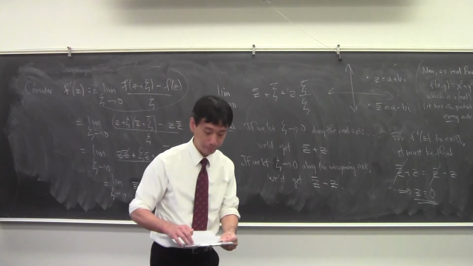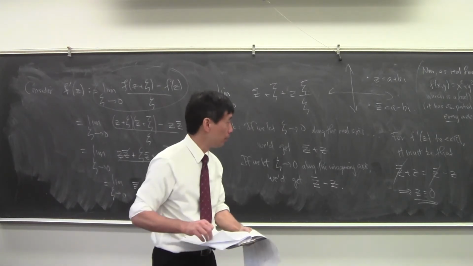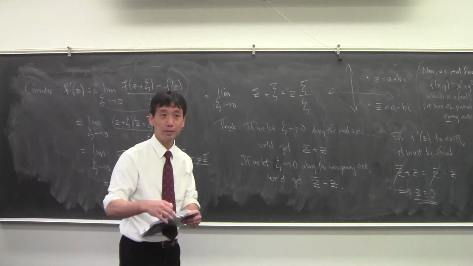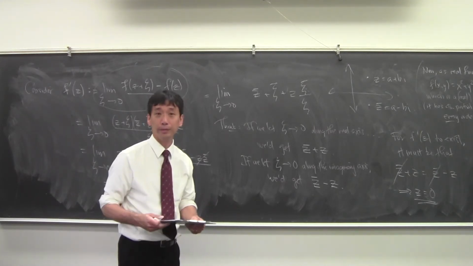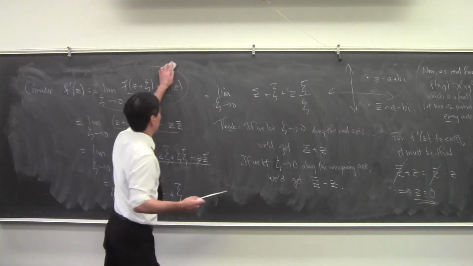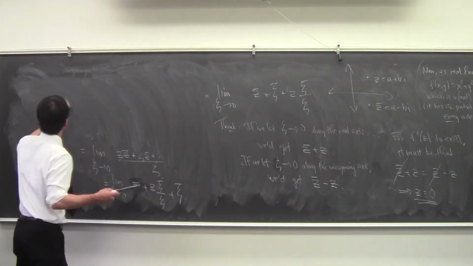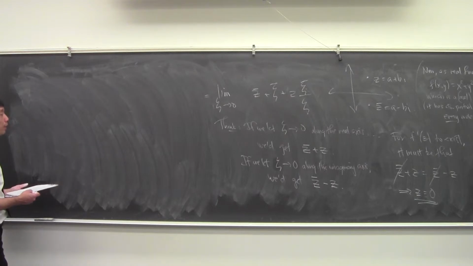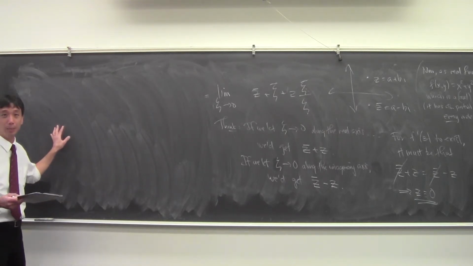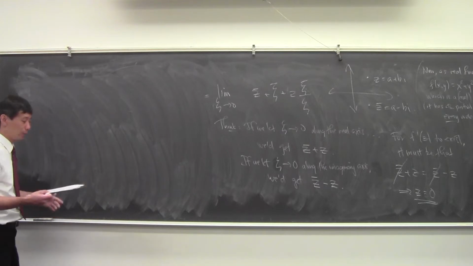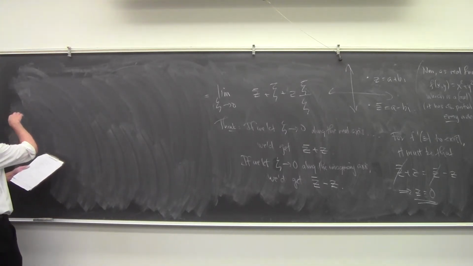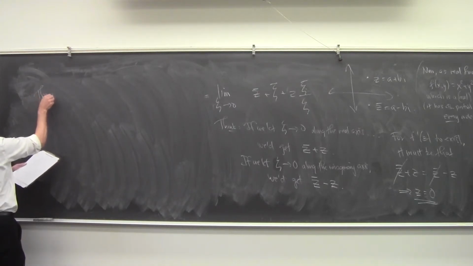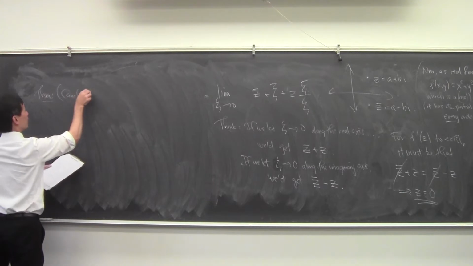So the moral at this point is that being complex differentiable is more restrictive than being real differentiable. Being complex differentiable is somehow harder than being real differentiable. And that moral is sort of epitomized in something called the Cauchy-Riemann equations.